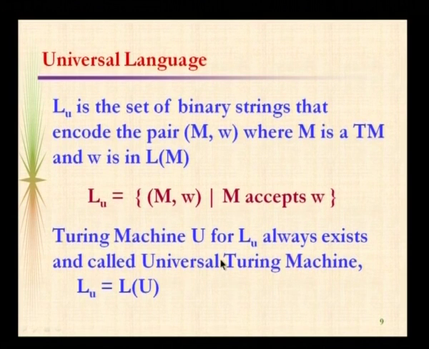So the language of the universal Turing machine, L of U, will be called LU. Now it is required to prove whether this language is going to be a recursive language or a recursively enumerable language. After a break, we shall see whether the universal language is recursively enumerable or not.